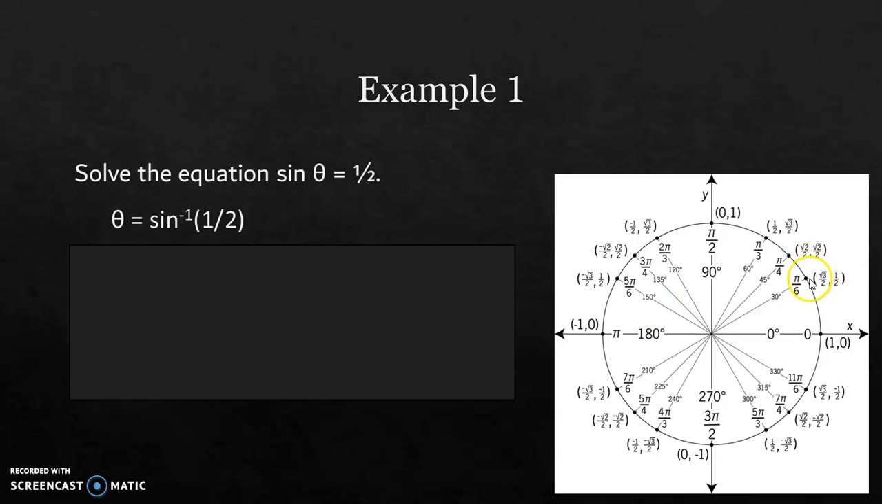Now notice that this isn't plus pi. Pi would take you down to here. It would take you to 7 pi over 6. So that's why with sine and cosine, we don't always do plus k pi.